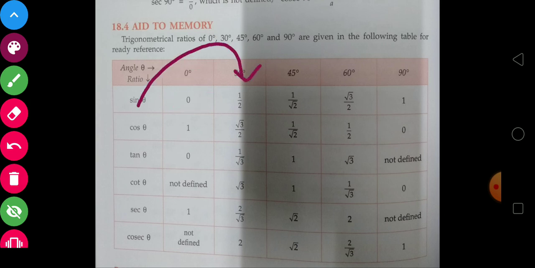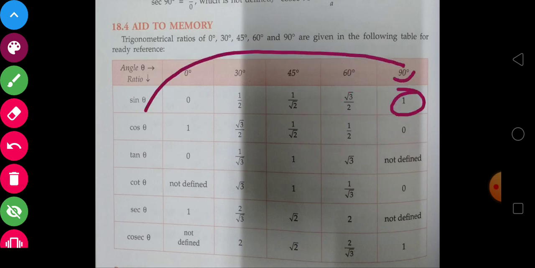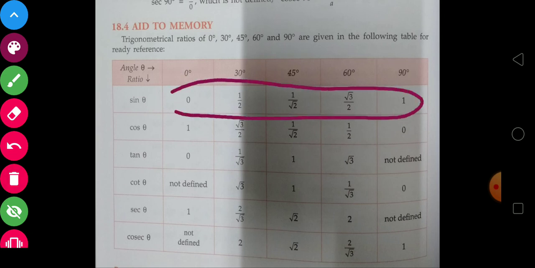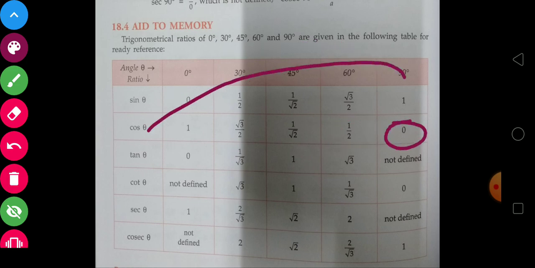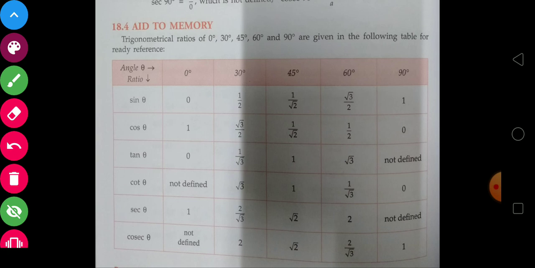What is sine 30? Sine 30 is 1 by 2. What is sine 45? 1 by root 2. What is sine 60? Root 3 by 2. What is sine 90? It is 1. Okay, so these are the values for sine: sine 0, sine 30, sine 45, sine 60, sine 90. Similarly for cos: cos 0 is 1, cos 30 is root 3 by 2, cos 45 is 1 by root 2, cos 60 is 1 by 2, cos 90 is 0. Okay, so this is how we have arranged the values.